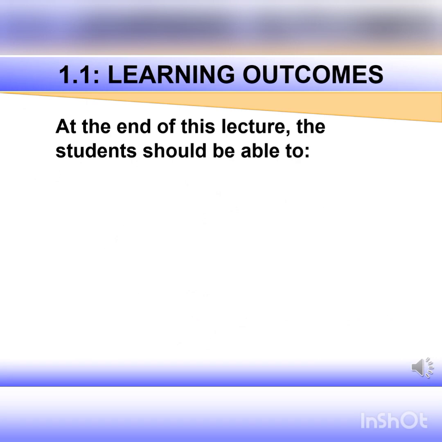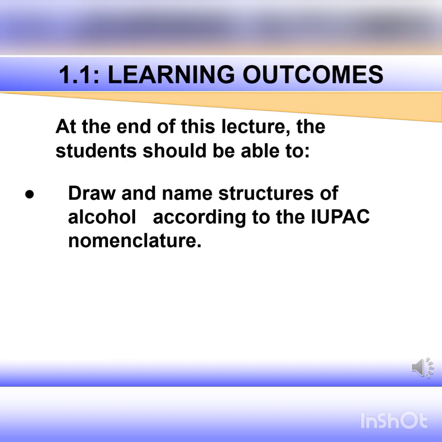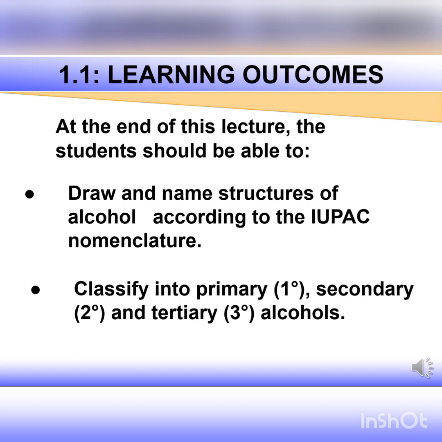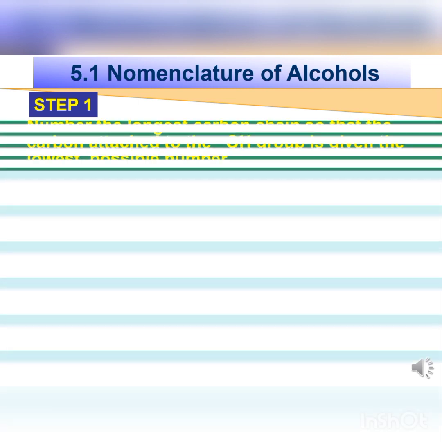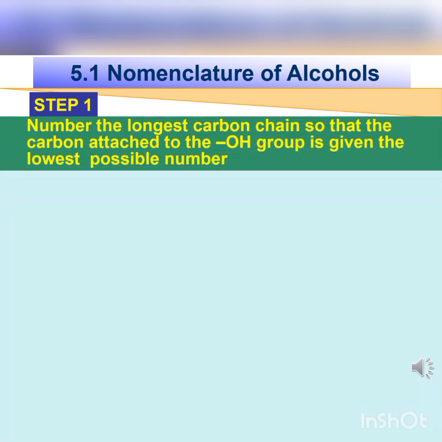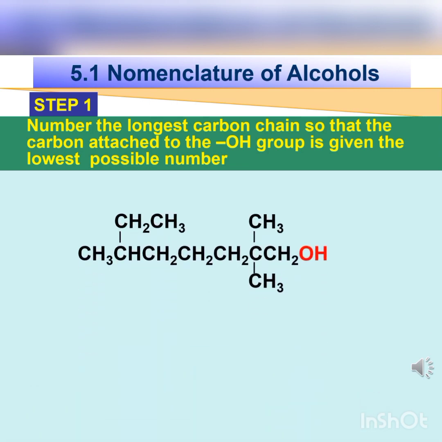For the learning outcome, you should be able to draw and name structures of alcohol according to the IUPAC nomenclature and classify them into primary, secondary and tertiary alcohols. Basically, there are three basic steps in naming alcohol. Step 1: number the longest carbon chain so that the carbon attached to the hydroxyl group is given the lowest possible number. Here is the example.